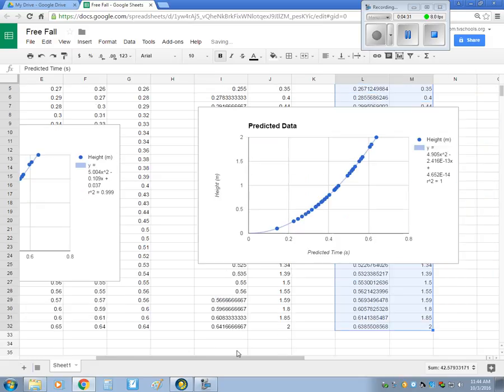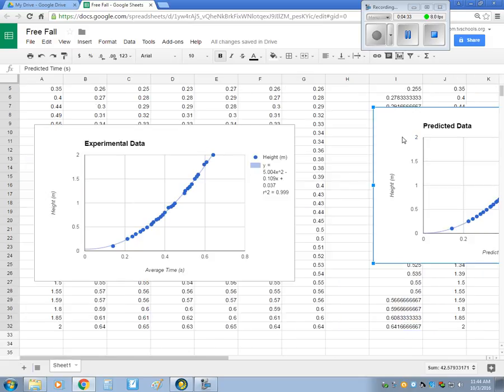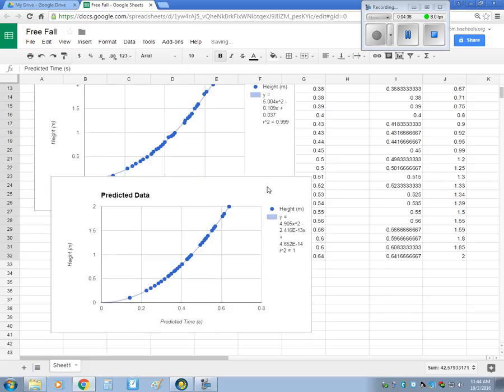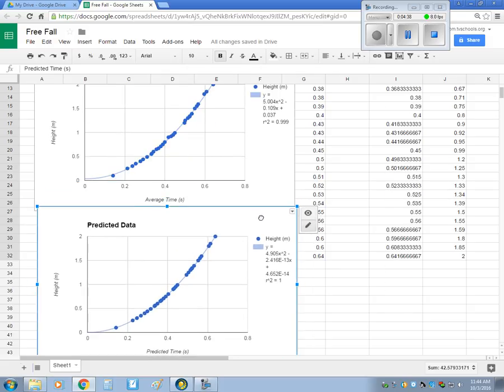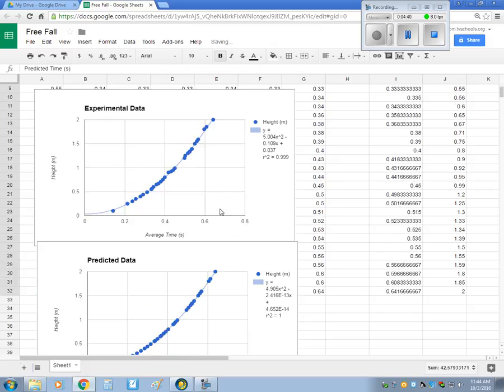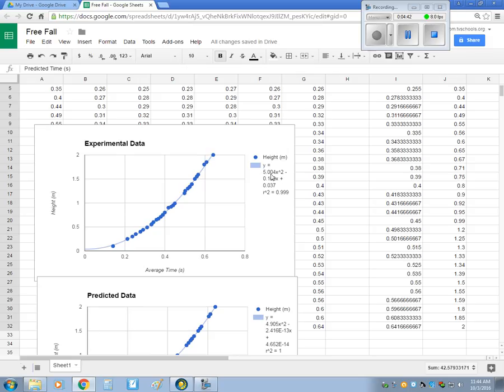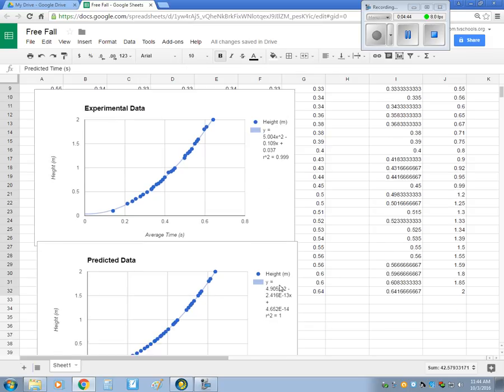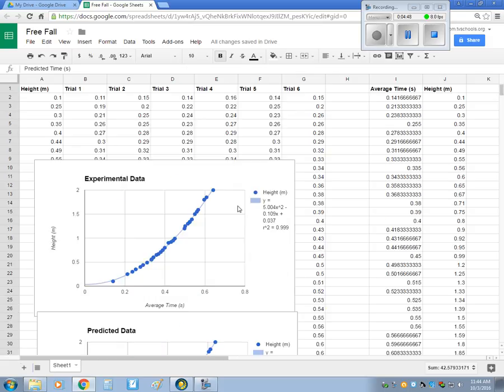So then, we can go ahead and start comparing these 2 charts. They look very similar, which is what I would expect. Here in front of the x squared I have 5x squared. Here I have 4.9x squared. So very good data here.